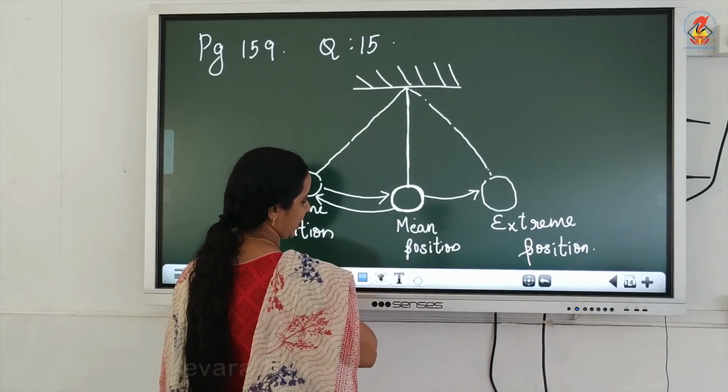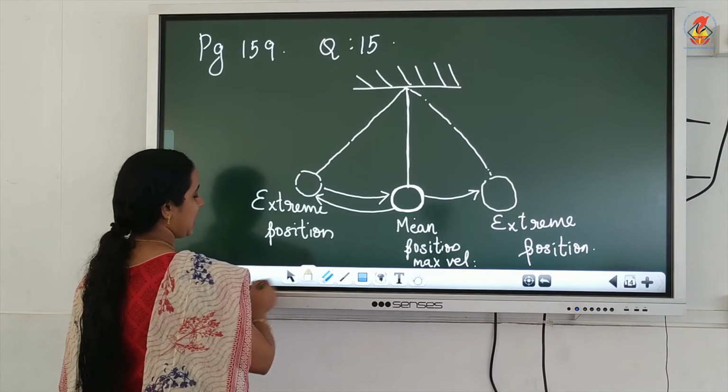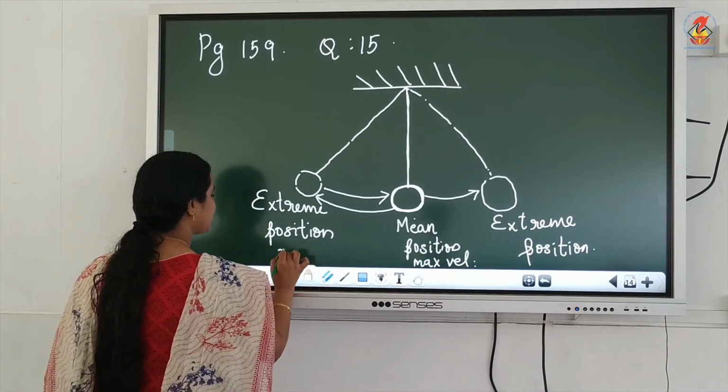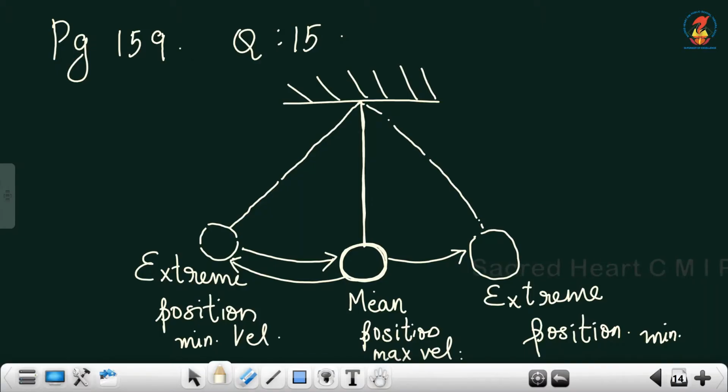And at mean position, the simple pendulum has maximum velocity. And at extreme positions, the simple pendulum has minimum velocity. At extreme position it has a displacement, it is covering a distance. So it is having a displacement, which means the simple pendulum is under strain.